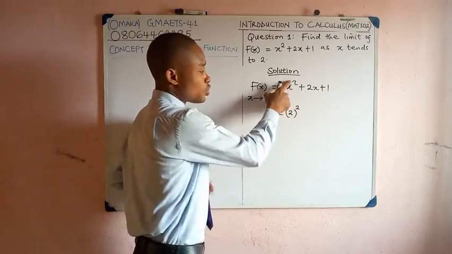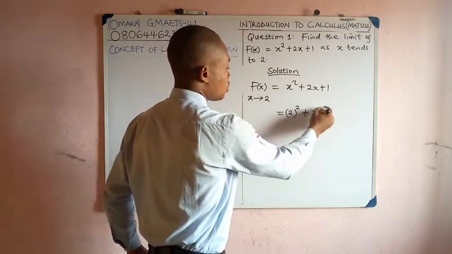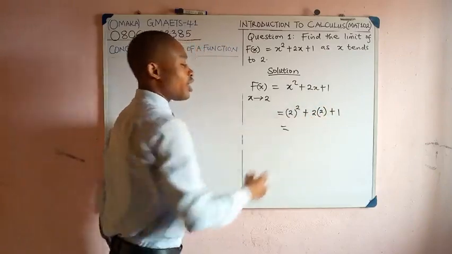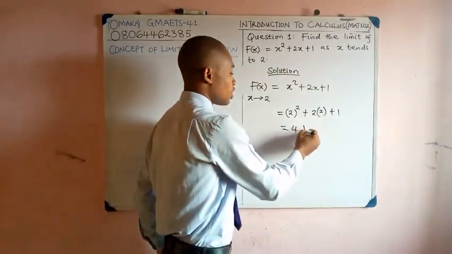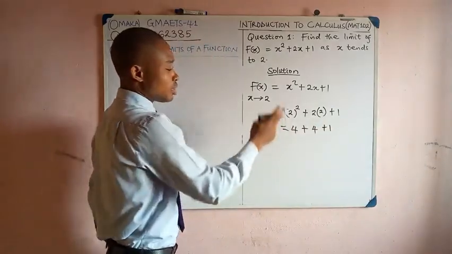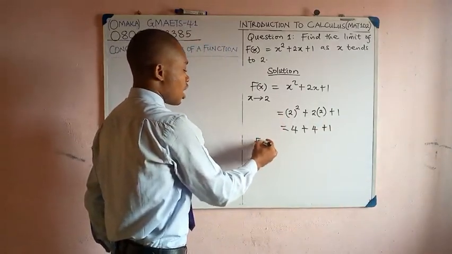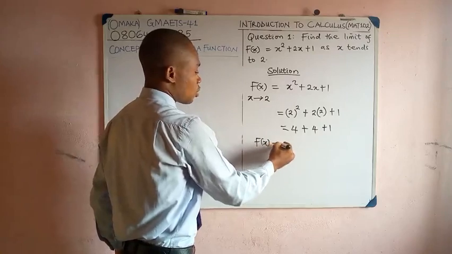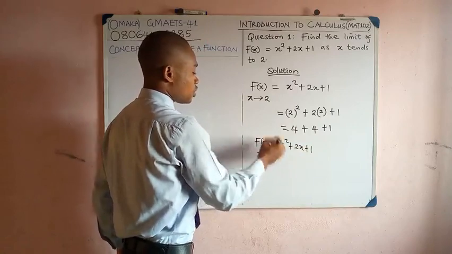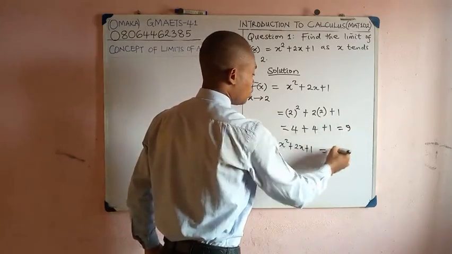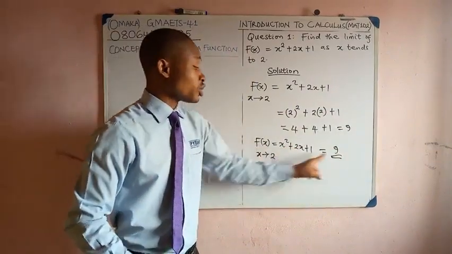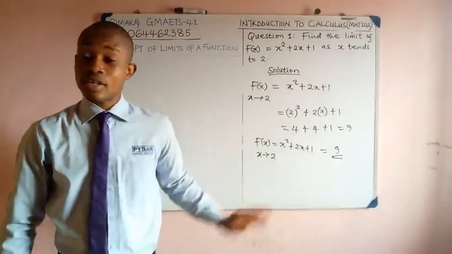So that's going to be 2 squared, and then plus here, this is 2 times the value of x, which is 2, then plus 1. If you simplify this, 2 squared will give you what? 4. Then 2 times 2 will give you 4, plus 1. 4 plus 4 is 8, plus 1 is 9. Therefore, f of x, which is equal to x squared plus 2x plus 1 as x approaches 2, will give us the value 9. So when x is approaching 2 here, f of x in this function will be approaching what? 9. And that's the solution to this problem.